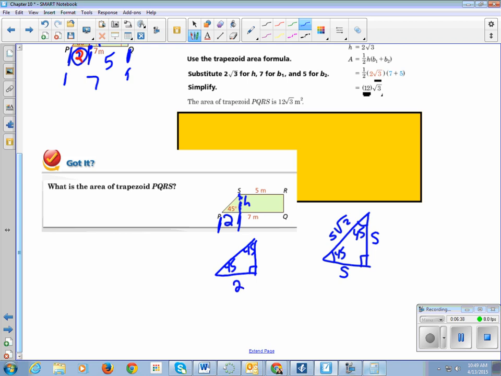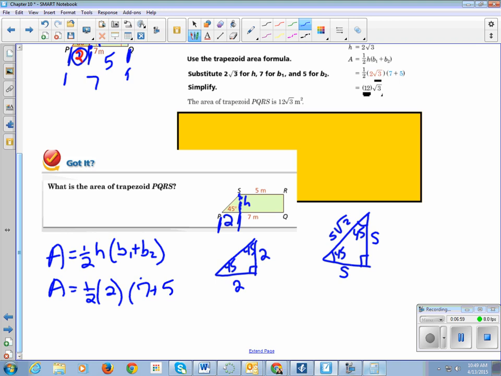This is 2. This is 2. And that's all we need. So the area is 1/2 the height times the bases added. Let's substitute in 1/2 times 2. That's our height. And then the bases added is 7 and 5. Half of 2 is 1. 7 plus 5 is 12. So the area is 12 meters squared.